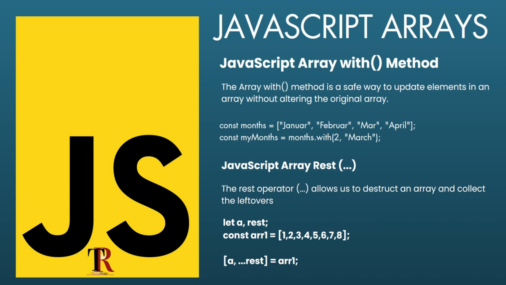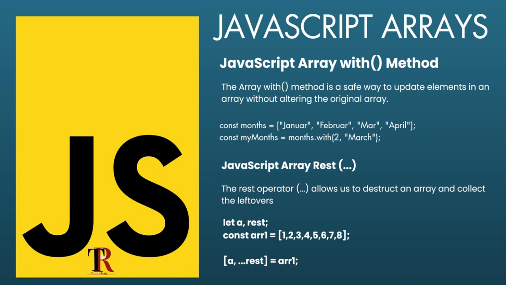So like I said, in this particular lesson we are going to be considering two extra methods, which you can see right here on my screen. The first one is the array with method, and the second one is the rest method when working with arrays in JavaScript. So without wasting much of our time, let's dive in and see how each of these methods works with elements of arrays in JavaScript.